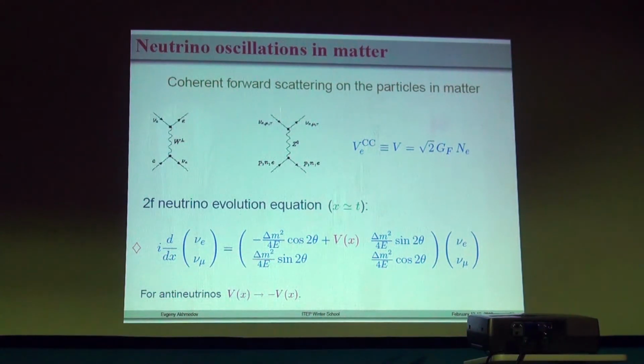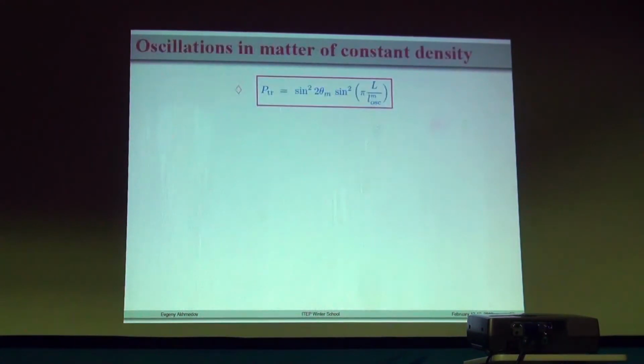Now let me go to the next formula. The transition probability for neutrino oscillations in matter has exactly the same form as the oscillation probability in vacuum, with the sine square of twice the mixing angle in matter, which is different from the vacuum mixing angle, and the oscillation length in matter, which is different from the standard oscillation length in vacuum.